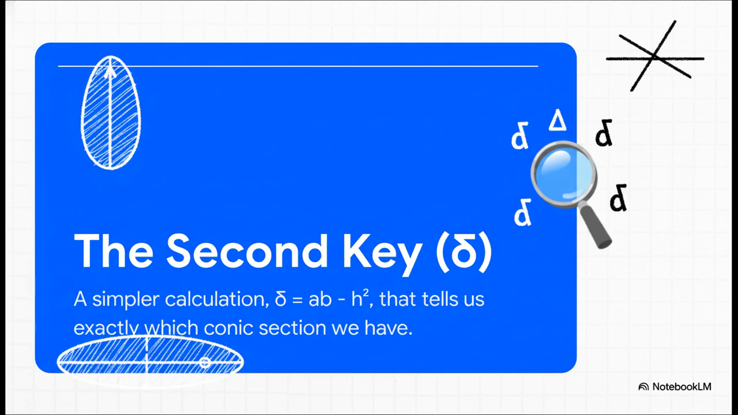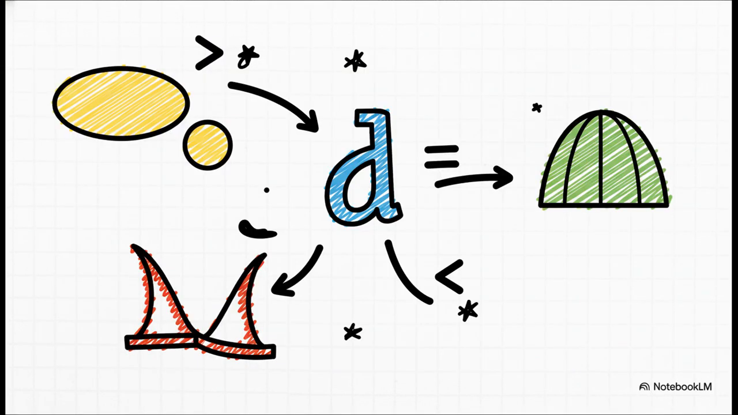So, we know we've got a true conic, but which one is it? A parabola, an ellipse? To find that out, we need our second and final key. And don't worry, this one's a much simpler calculation. We represent it with a lowercase delta. And here it is, the solution to our mystery. All we have to do is look at the sign of that lowercase delta. If it's 0, you've got a parabola. Boom. If it's positive, you've got an ellipse, or its super special case, a perfect circle. And if it's negative, you're looking at a hyperbola. It's really as simple as that.